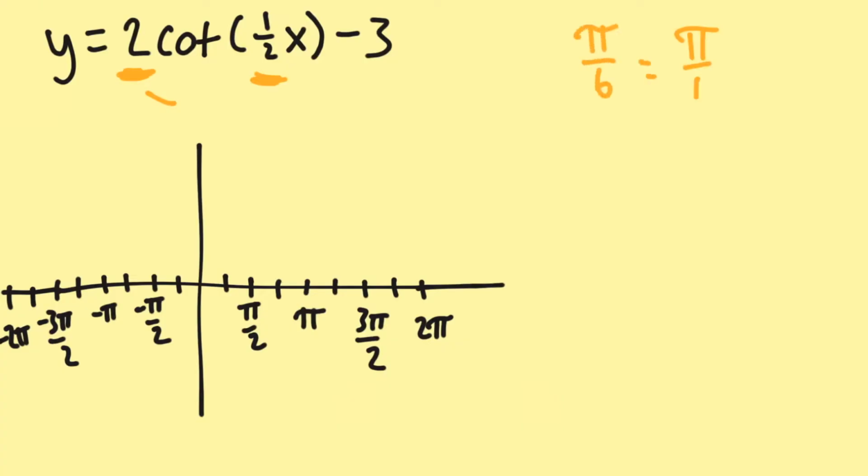So it's going to be pi over 1/2. You can multiply by 2. We get 2 pi over 1, which is 2 pi. And then -3, it's shifted down 3.